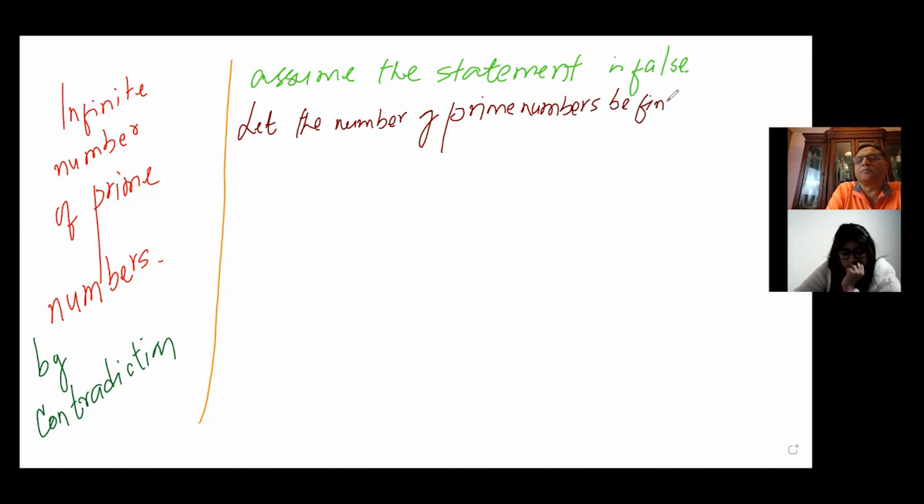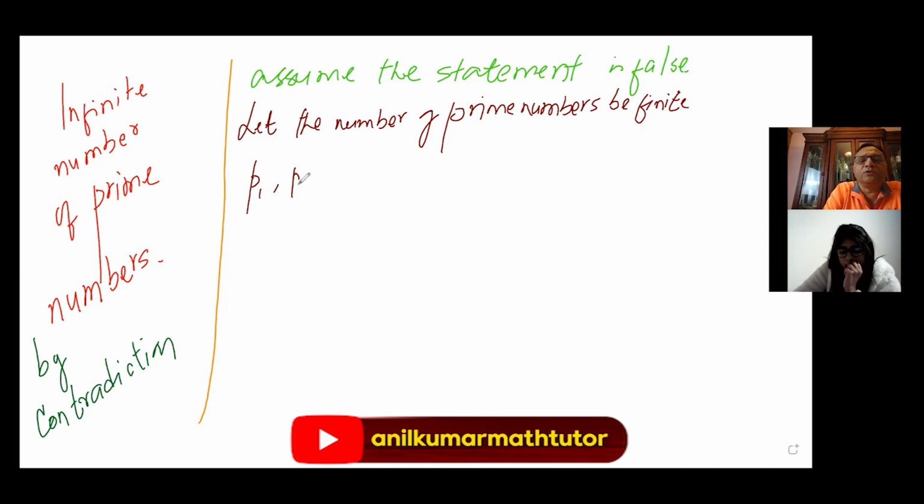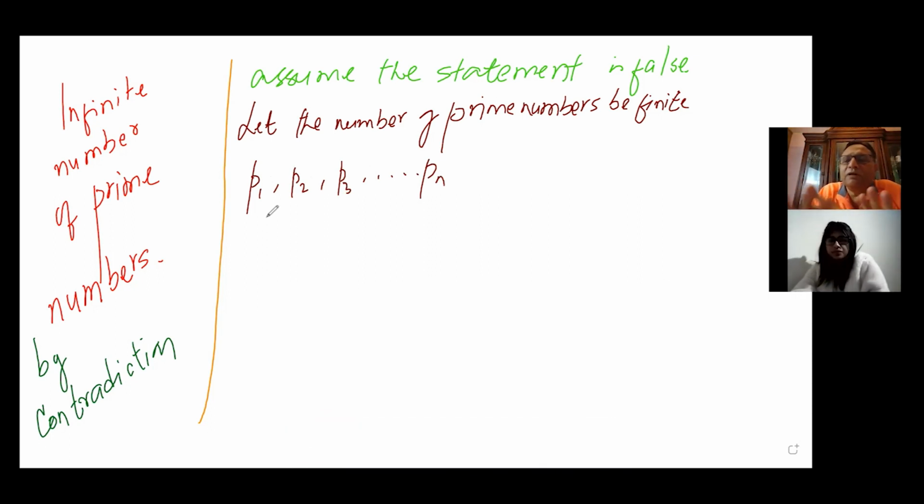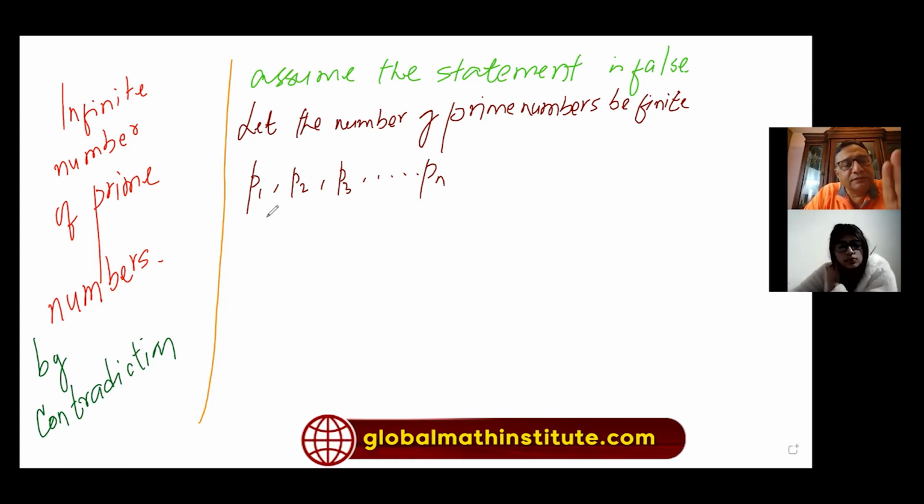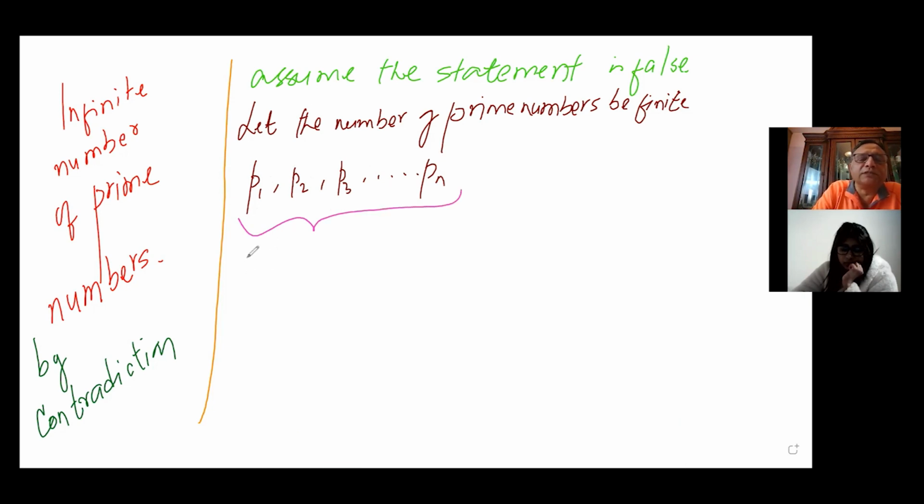Is that clear? Yeah. So let us say the finite list of prime numbers is P1, P2, P3 till Pn, correct? We have nothing more than that. So we have assumed that the statement is wrong, and therefore we have a finite number of prime numbers. Now think about this. If I multiply all these numbers, what is the product of these numbers?